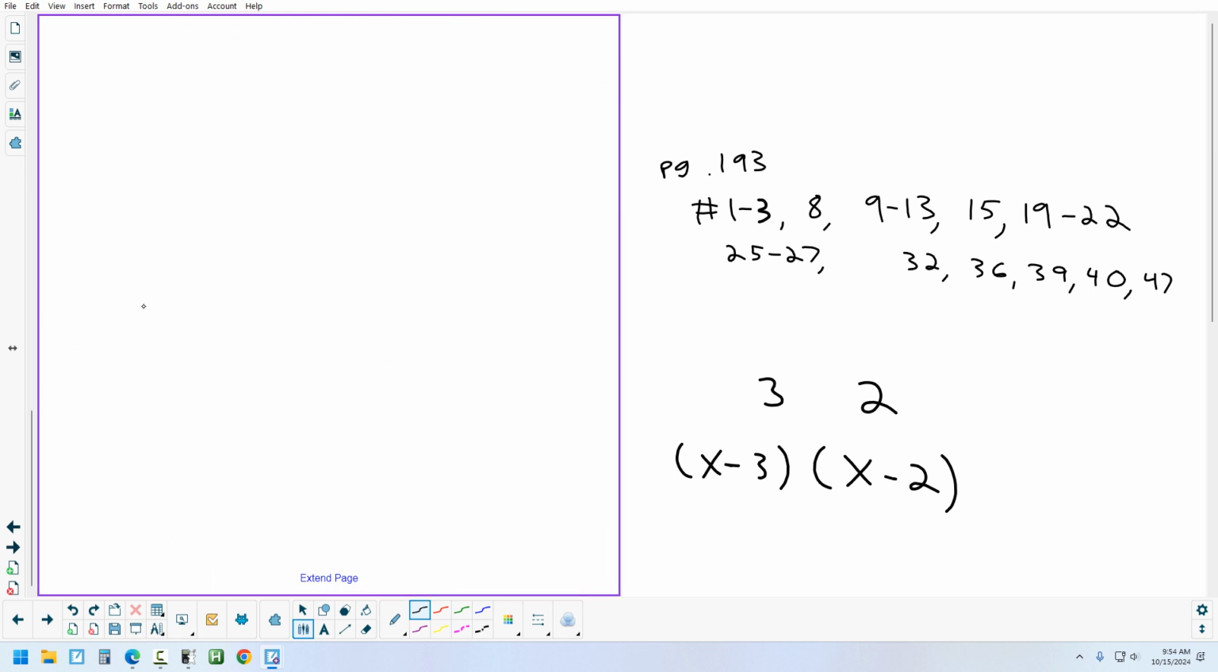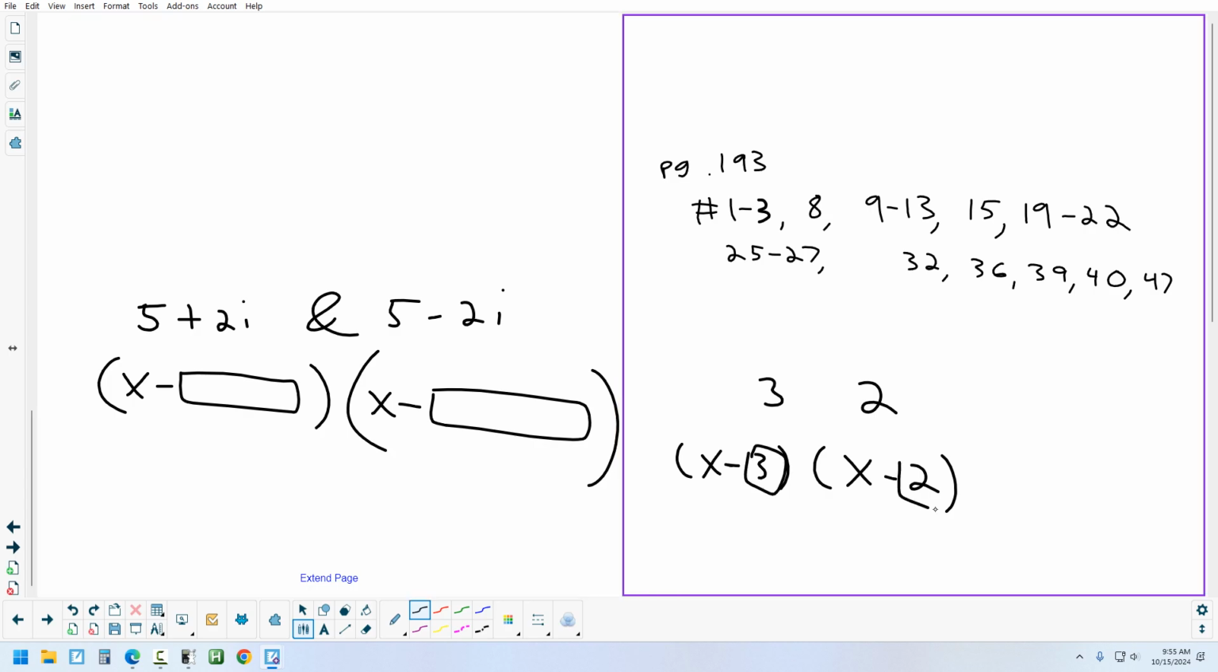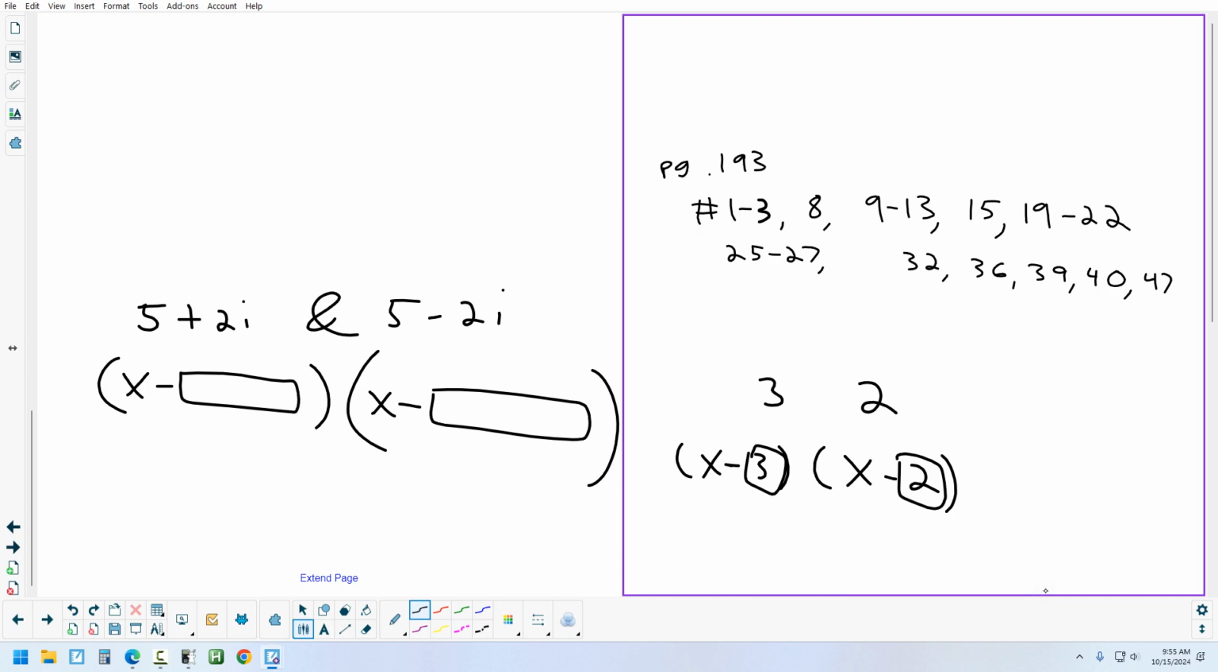If I told you that 5 plus 2i and 5 minus 2i were roots, you can write them as x minus that root and x minus the other root, just like we did right here. So we might have to talk a little bit about how to do that, just FOILing, tomorrow. But we can look at that tomorrow. So homework is on page 193.